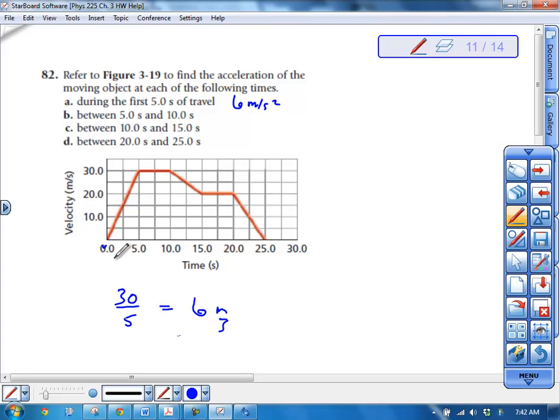Part B, between 5 and 10, that's obviously 0. Slope is 0. Between 10 and 15, we have a negative slope. So our rise is -10, and our run is 5, so it's -2 meters per second squared. Between 20 and 25, then, we have a rise of -20 and a run of 5, so it'd be -4 meters per second squared.